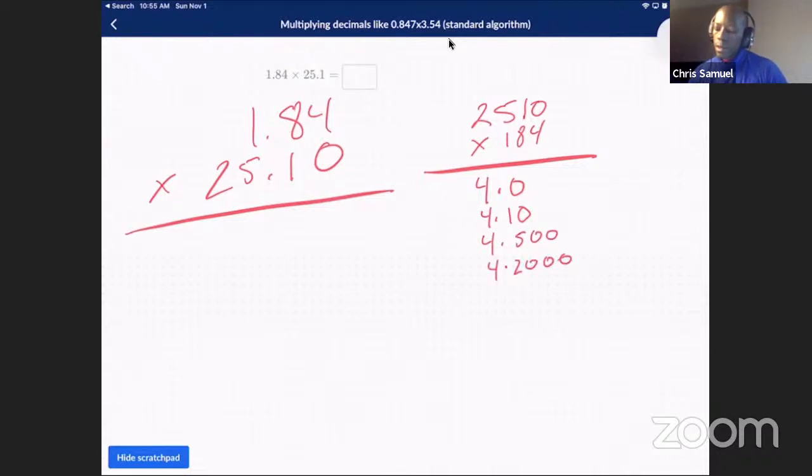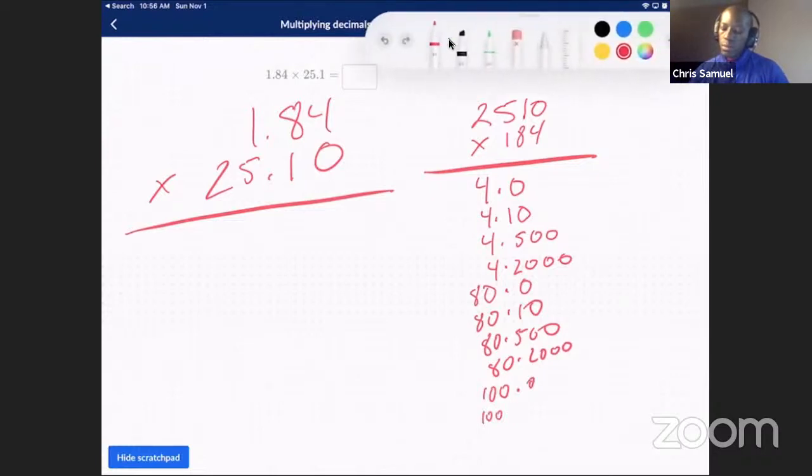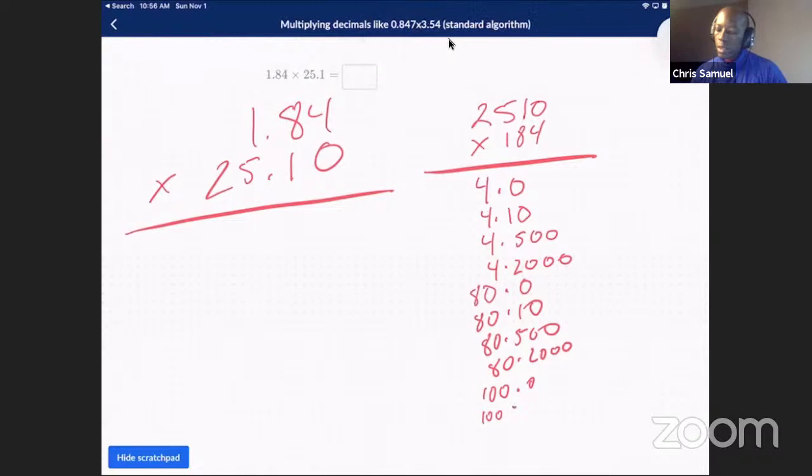And then we're going to have 80, because it's 8 in that position: 80 times 0, 80 times 10, 80 times 500, and 80 times 2,000. And then after that, we will have 100 times 0, 100 times 10, 100 times 500, and 100 times 2,000.